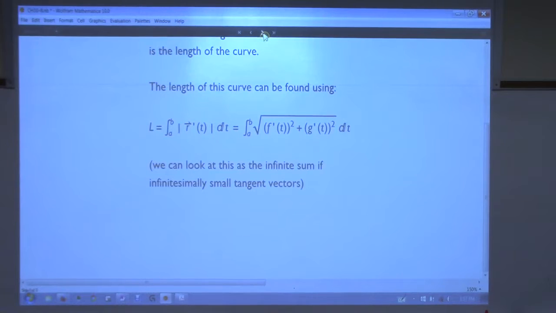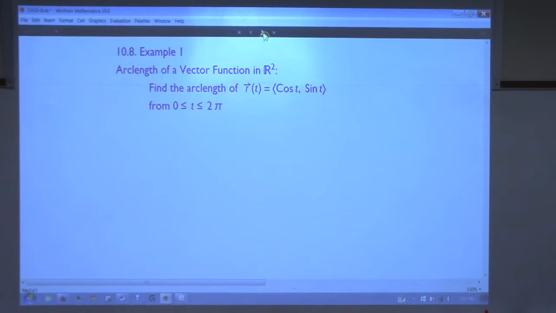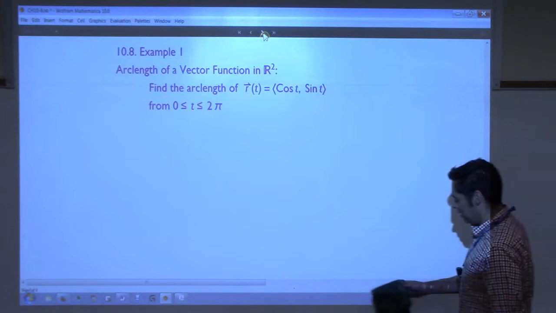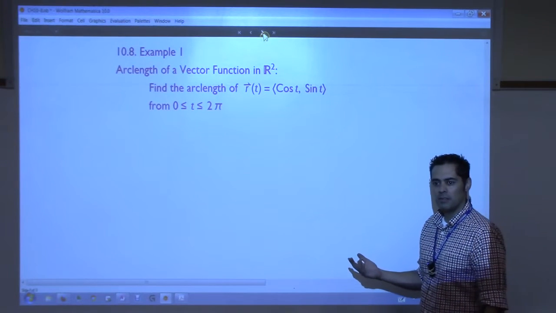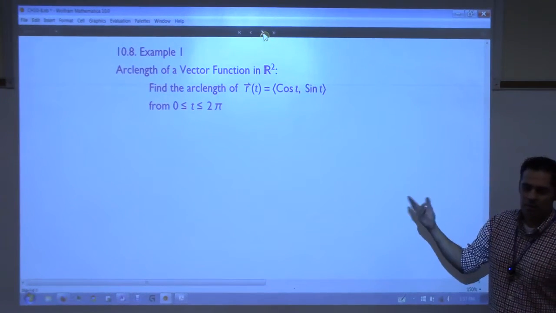So let's do an example. Anybody know the answer to this? Come on, without doing the work, someone tell me the answer to this. Look at what it is. What does it draw? What's the arc length of the unit circle? The length of it is the circumference, isn't it? 2 pi r, but r is 1. So the answer should be 2 pi. Let's see if we get 2 pi.